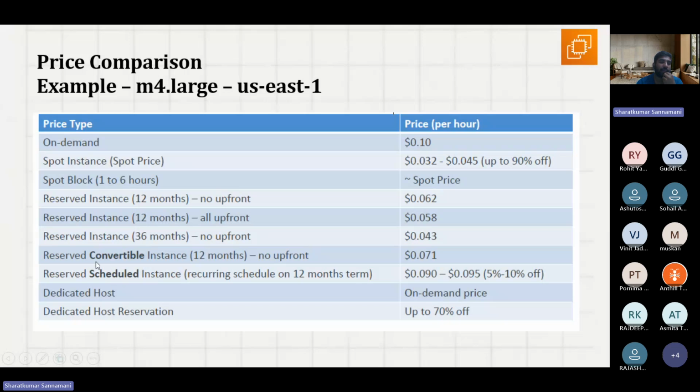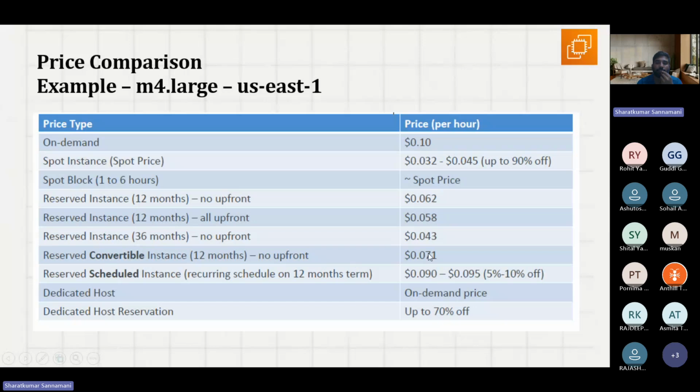Similarly, they have a convertible option. In reservation itself, they have a convertible option where you can change the size of the EC2 instance. Tomorrow, for example, if you want to use a different series, let's say compute series, you can't do it if you are reserved with the standard plan. If you are in a convertible reservation plan, yes, tomorrow if you want to change the instance type, you can change it. That is convertible, but the cost is higher compared to other pricing models.